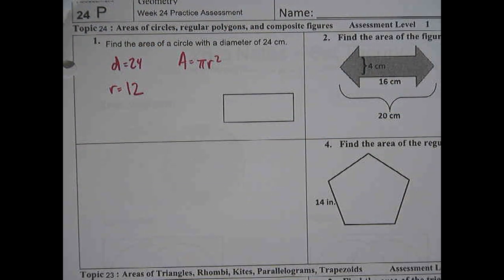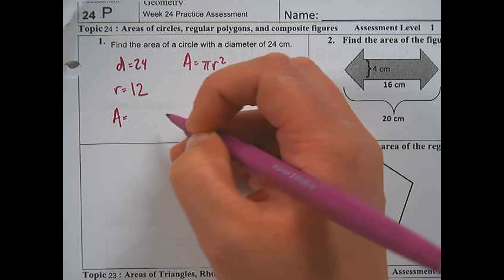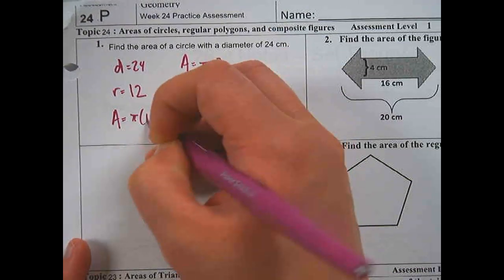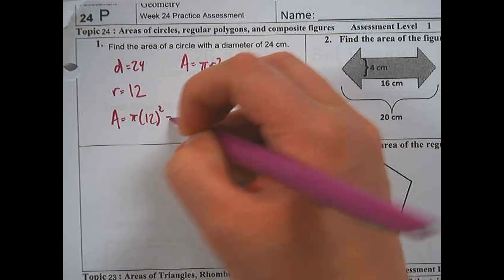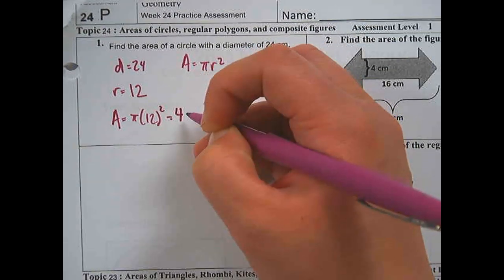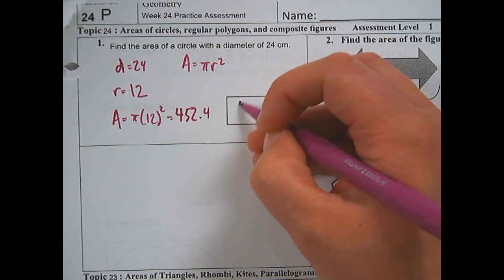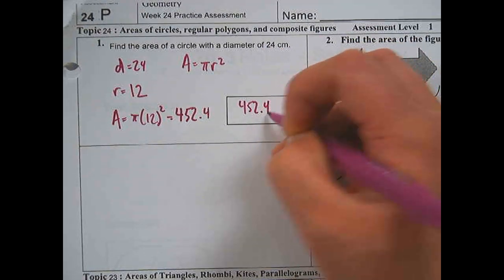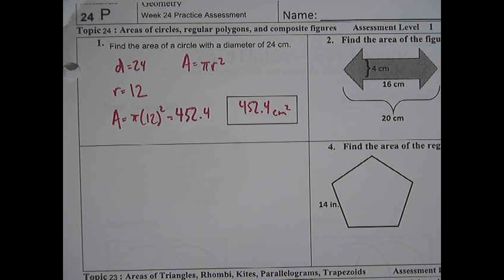Then we just have to plug that into the formula, pi times radius squared. So the area in this case is going to be pi times 12 squared. You can just type that directly into your calculator. Pi times 12 squared gives us 452.4. So that would be centimeters squared. So that's our answer for that one.